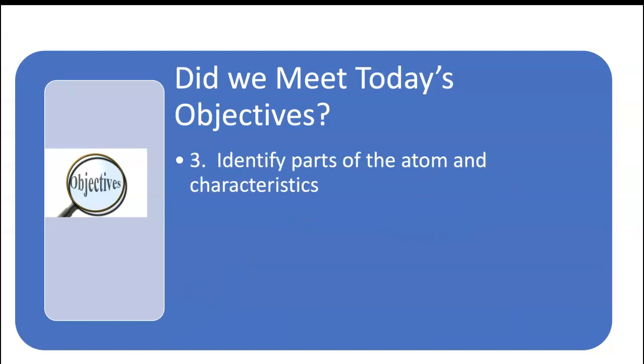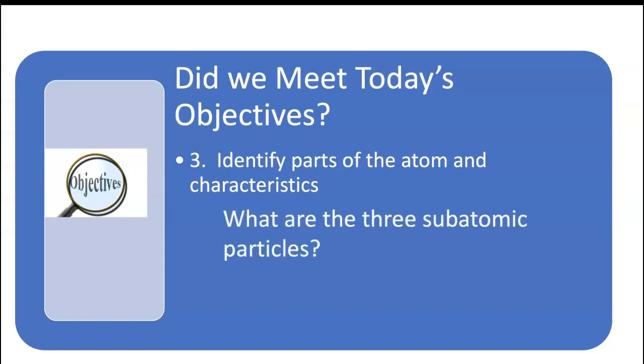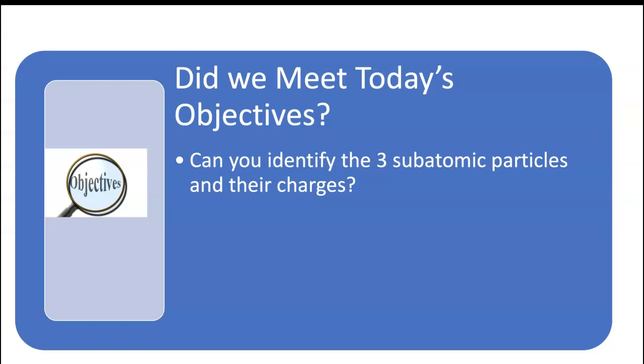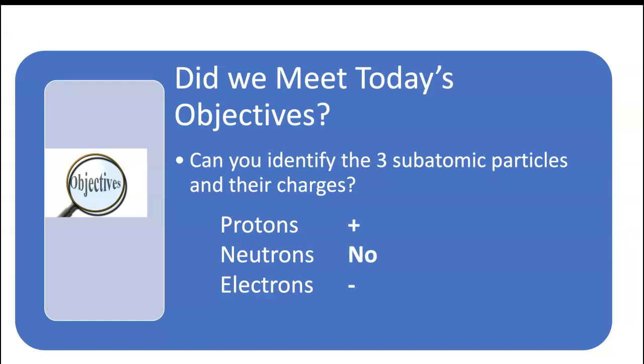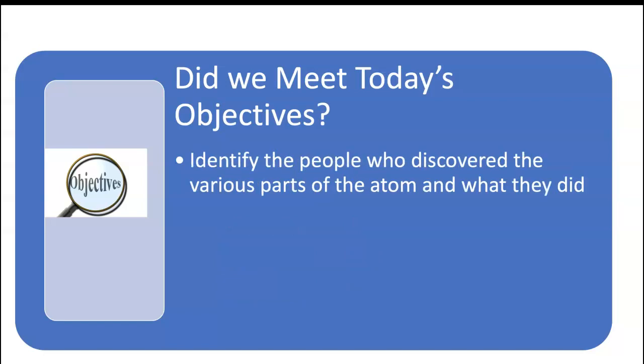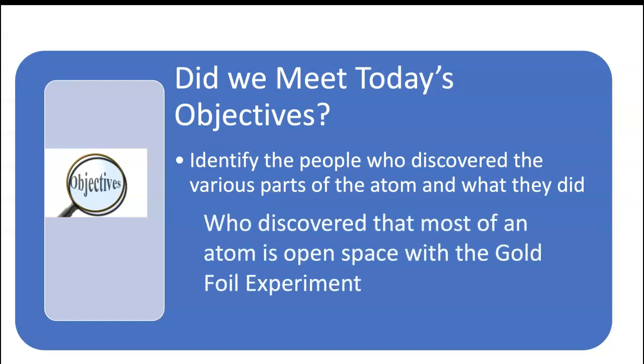Can you identify the parts of the atom and their characteristics? Hopefully you're thinking those 3 subatomic particles are our protons, neutrons, and electrons. And the charge of a proton is +1. Neutrons have no charge, and electrons have a negative charge. And can you identify the people who discovered the various parts of the atom and what they did? Who discovered that most of an atom is open space with the gold foil experiment? Hopefully you're thinking Ernest Rutherford, and you are exactly right.